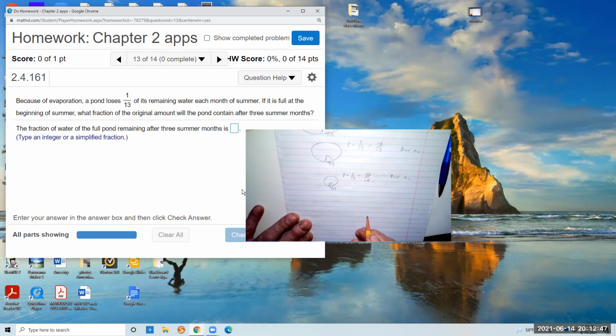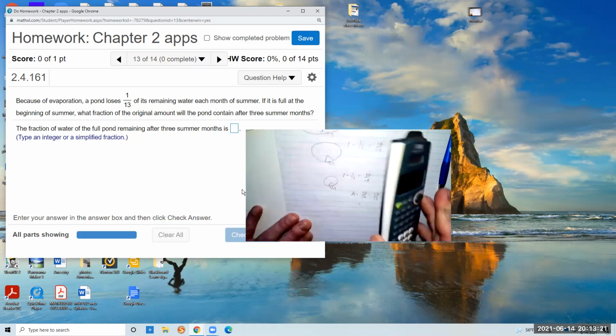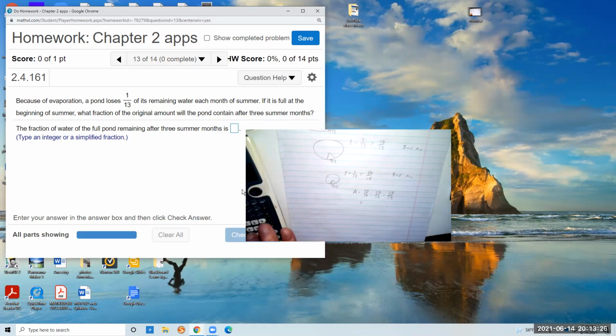And it says, what fraction of the original amount will the pond contain after 3 months? Well, it has 12/13 of the smallest circle, which is 12/13 of the middle circle, which is 12/13 of the original circle. So the amount left at the end of 3 months is nothing more than 12/13 times 12/13 times 12/13. And if we multiply those together, which I'm going to do, 12 times 12 times 12 is 1728. And then I'm going to multiply 13 times 13 times 13, which is 2197. So that's how much of the original circle is left at the end of 3 months.